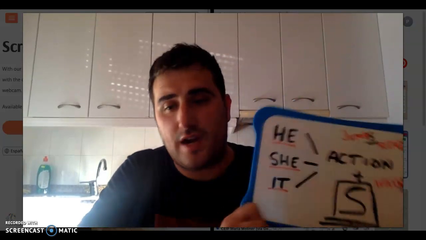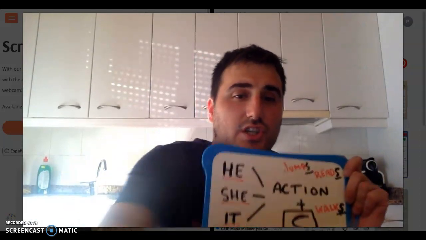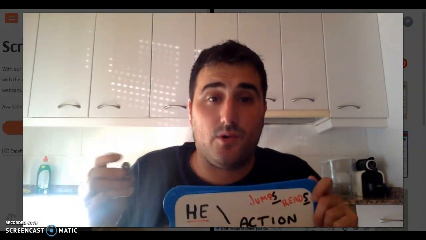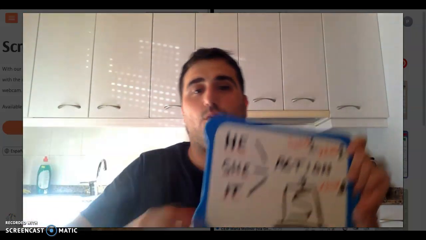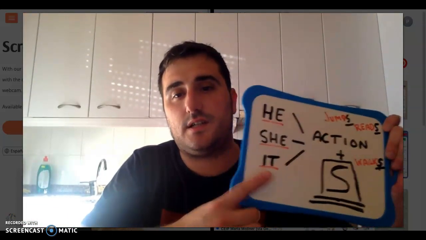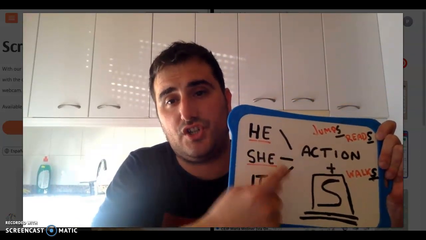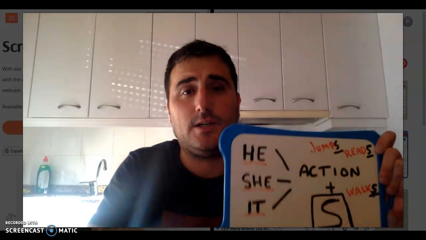And if you remember, with three subjects to speak about, he, a boy, she, a girl, or it, an animal or a thing, such as a monster, okay, we had to add s or es to the verb. So he jumps, she reads, it walks. Yes? Okay. This was when the actions were affirmative.